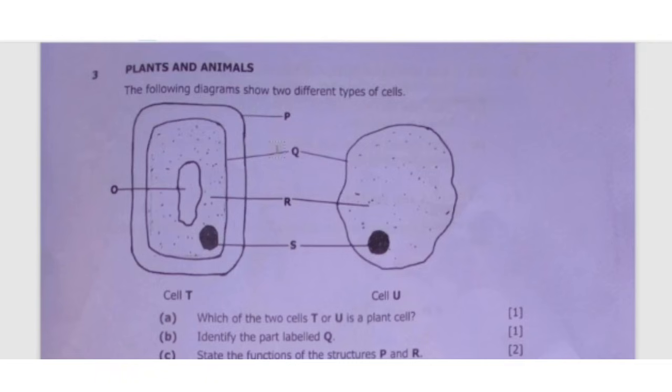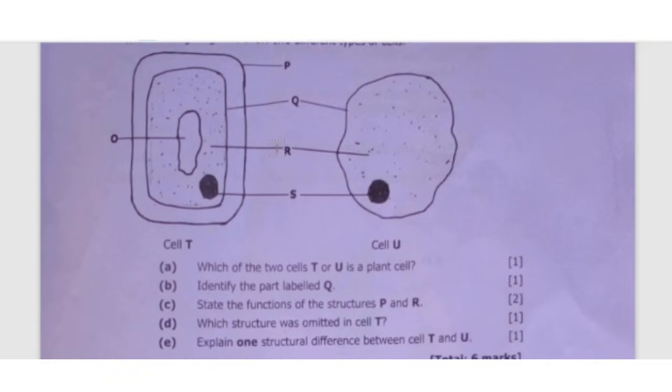Now let's go to the first question, because I might be answering the questions that are in the questions. Question 1 is: which of these two cells, T or U, is a plant cell? As you can see, this one has a regular shape, and this one has an irregular shape. The one with a regular shape is a plant cell. So we're going to say cell T. Cell T is a plant cell.